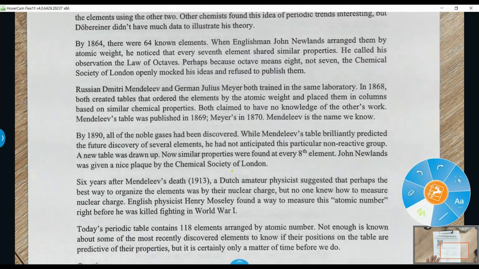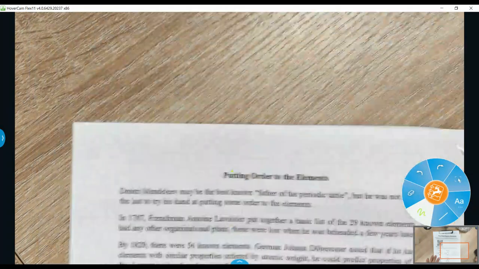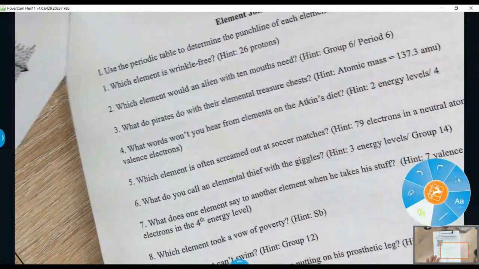So you'll be able to answer those questions from that. All right. So you have to finish this, complete questions 1 through 8, and then complete the elemental joke activity.